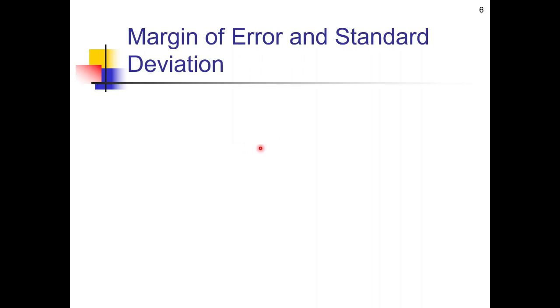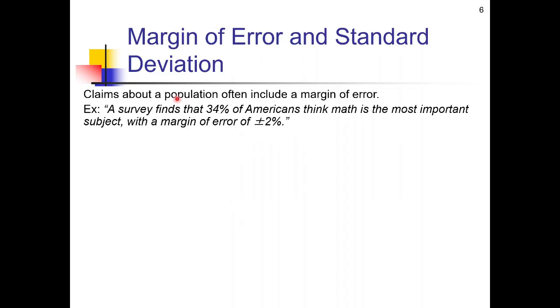For that reason, and people who do statistics know this, claims about a population often include what is called a margin of error. Here's an example to give you some context. Let's say that a survey finds that 34% of Americans think math is the most important subject, and here's the crucial part, with a margin of error of plus or minus 2%.